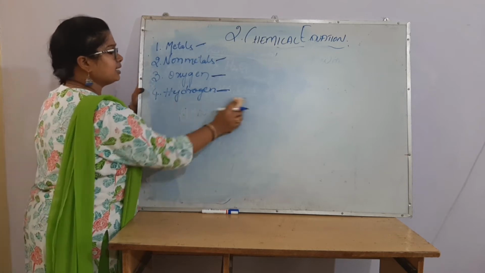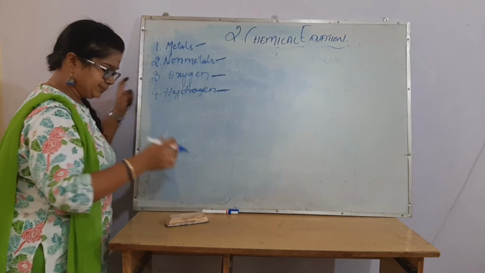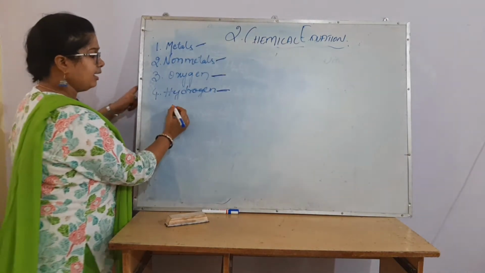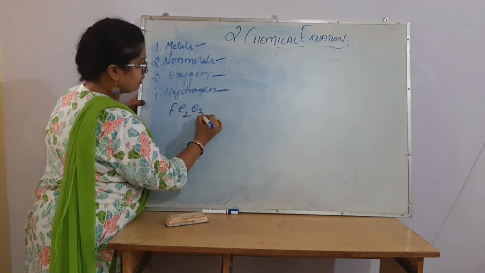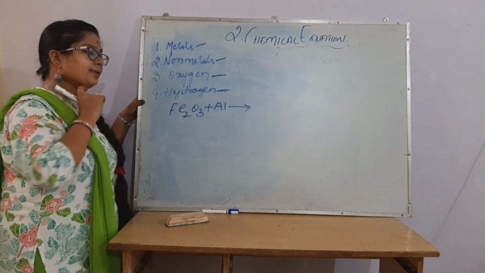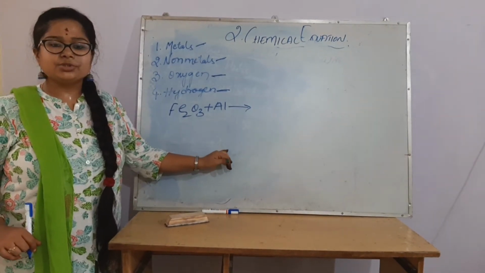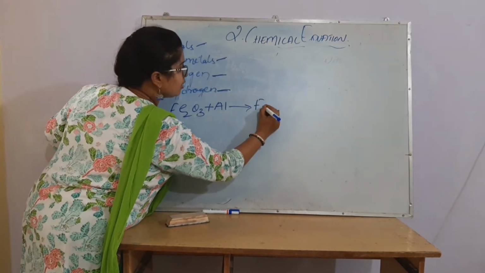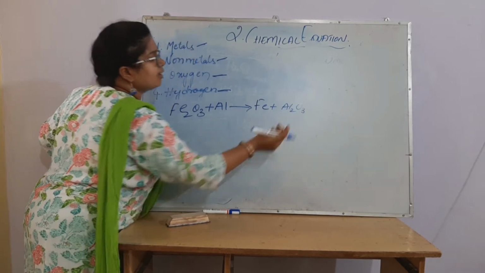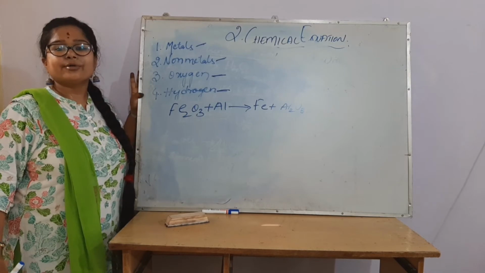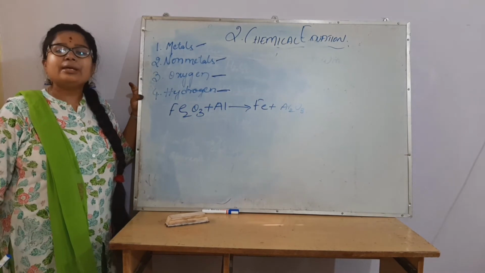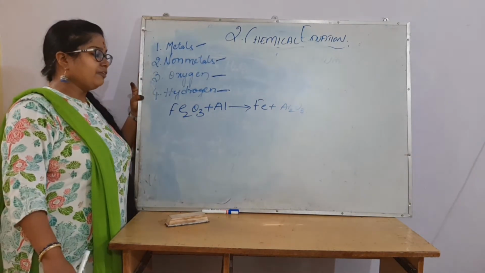Now let me give you some examples regarding this. What example shall we take? Fe2O3 plus aluminium gives rise to what? Fe plus Al2O3. Fe2O3 plus Al gives rise to Fe plus Al2O3.